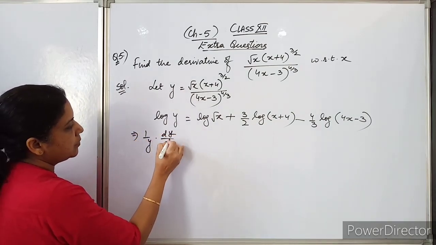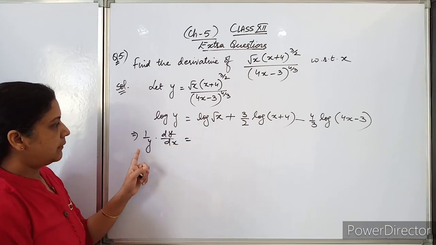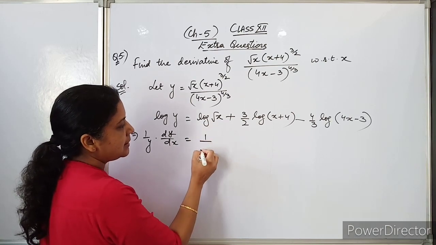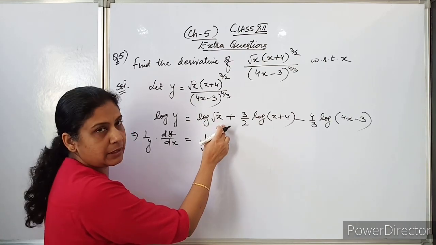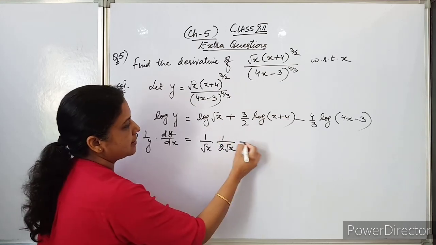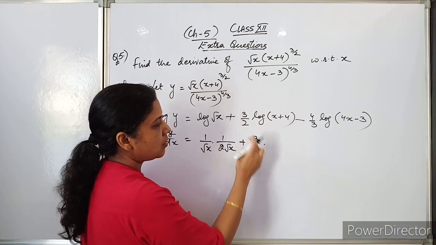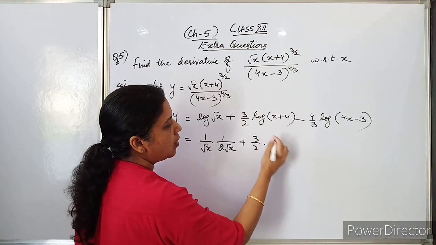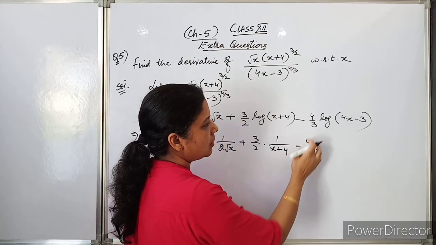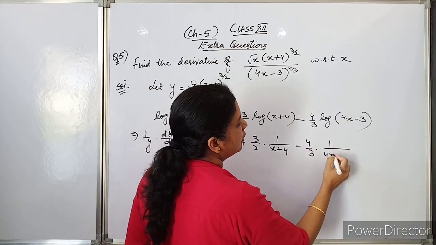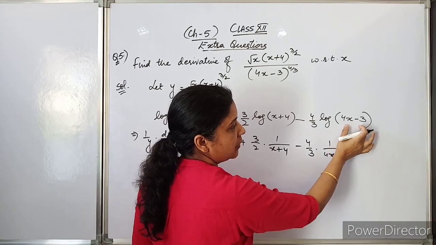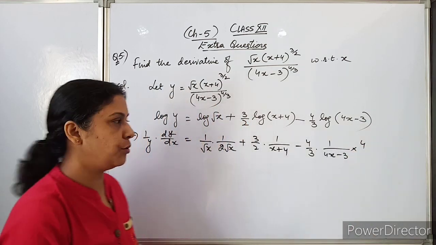I have started with the process of differentiation. So derivative is 1 by y into dy by dx. Log of root x, its derivative is 1 by root x into derivative of root x, which is 1 by 2 root x. Plus 3 by 2 is a constant, remains as such. Derivative of log (x plus 4) is 1 upon x plus 4. Minus 4 by 3 is a constant. Derivative of log (4x minus 3) is 1 by (4x minus 3) into derivative of the internal function 4x minus 3, which is 4, by chain rule.